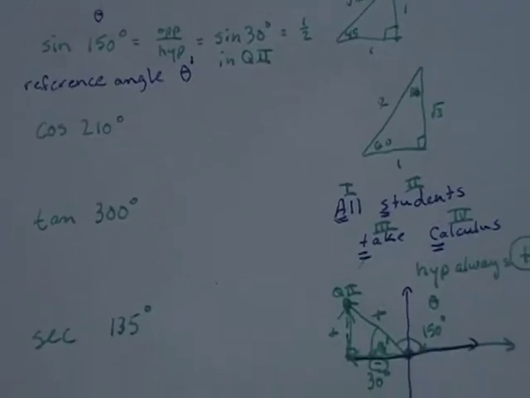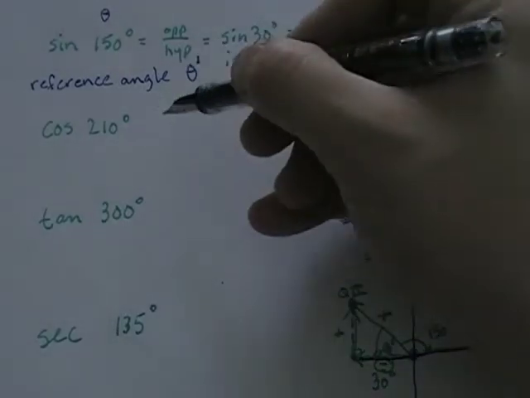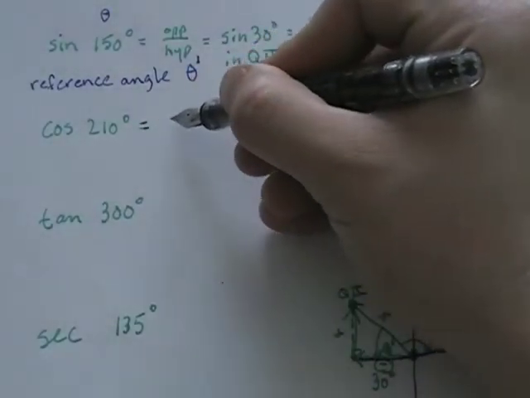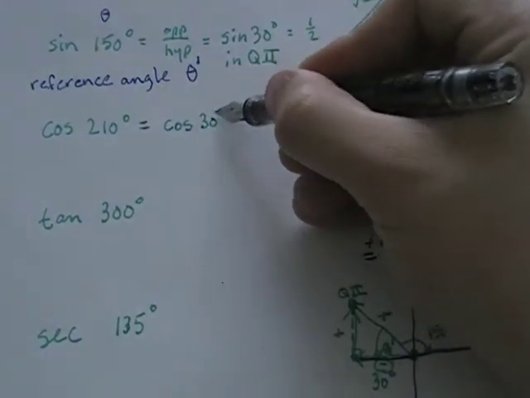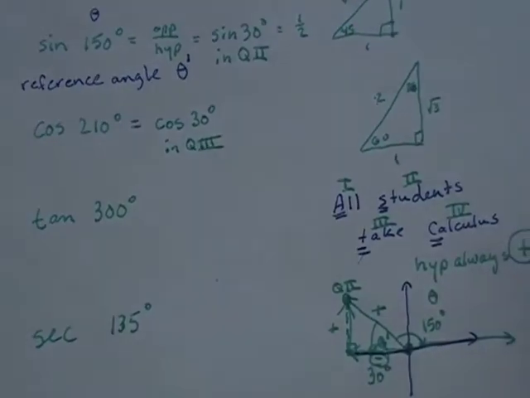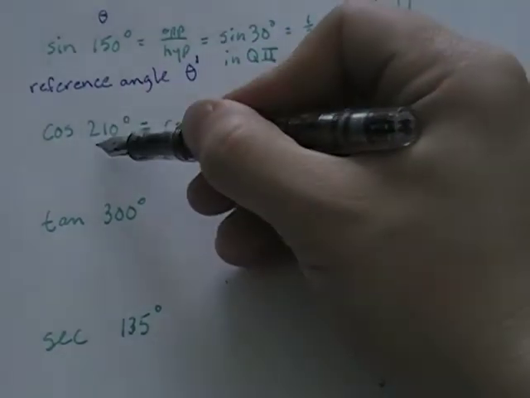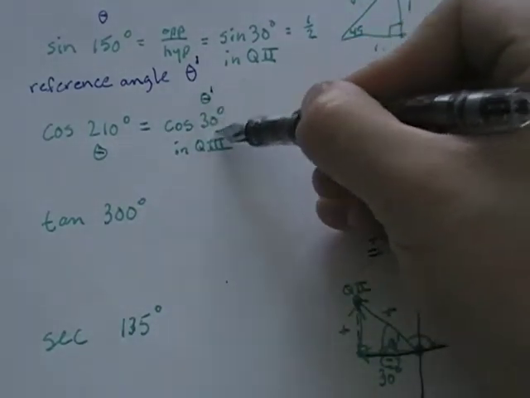Let's do this the shorthand way. Cosine of 210. And I always tell people, you need to realize what is cosine of 210. Cosine of 210 is the exact same as cosine of 30 in quadrant 3. Okay? This is theta. This is theta prime. This is your reference angle.